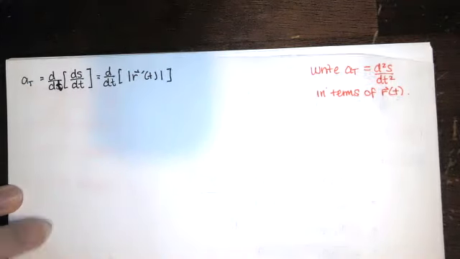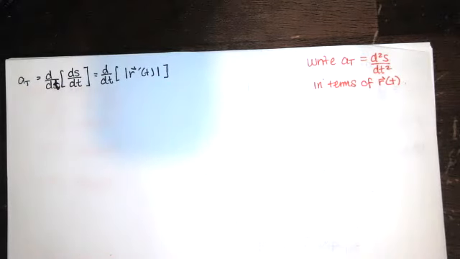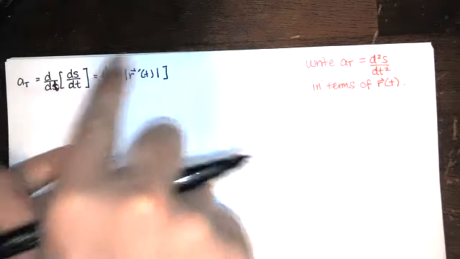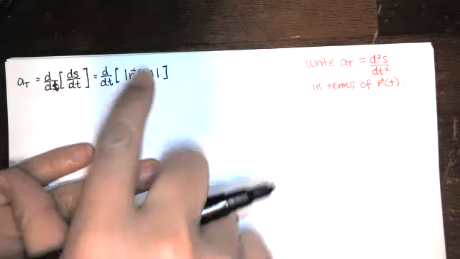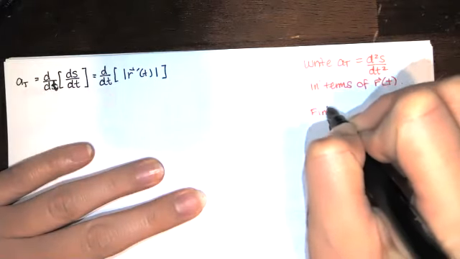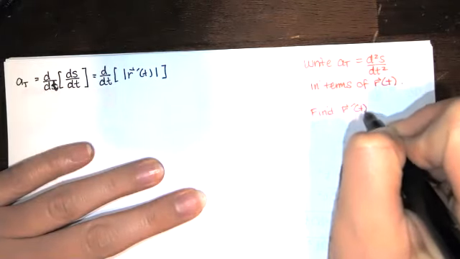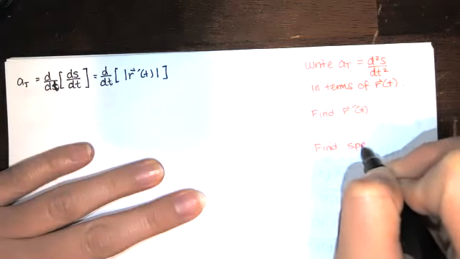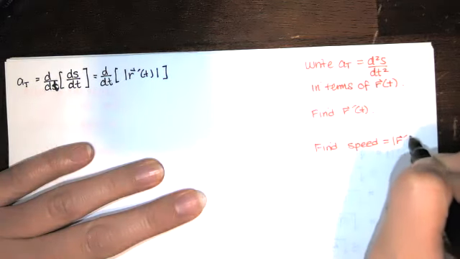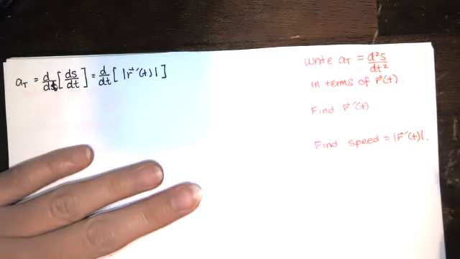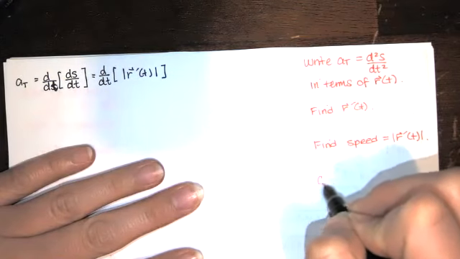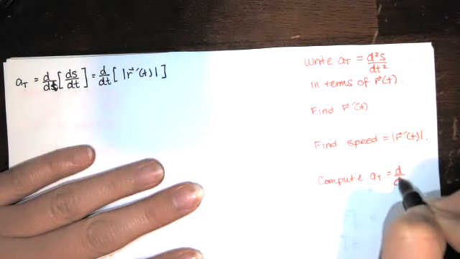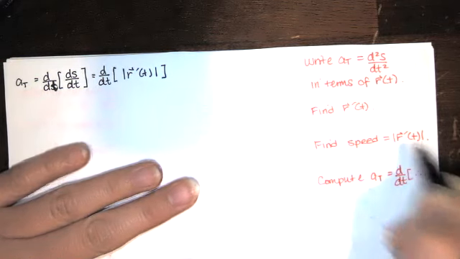So if I want to compute a sub t using the formula that they referenced, I would first rewrite it this way, and then I would just do what this formula tells me to do. First, I want to find the velocity vector. Then I want to find the speed, which is the magnitude of the velocity. And then we want to look at how speed is changing with respect to time by just taking the derivative of that result that you just got from that step.